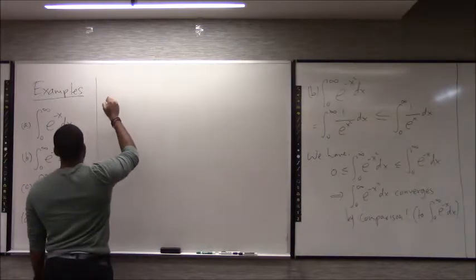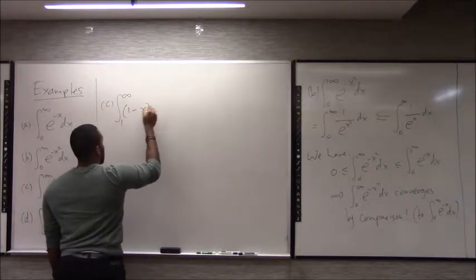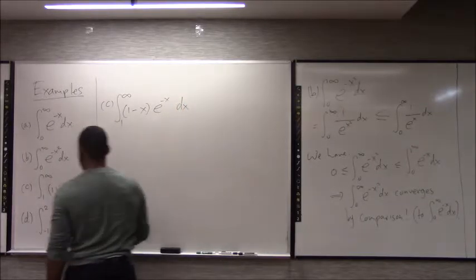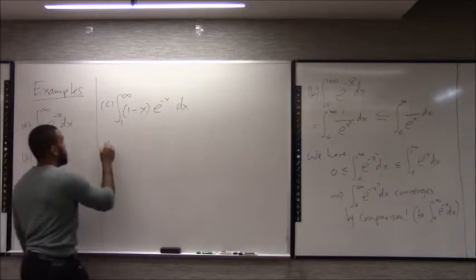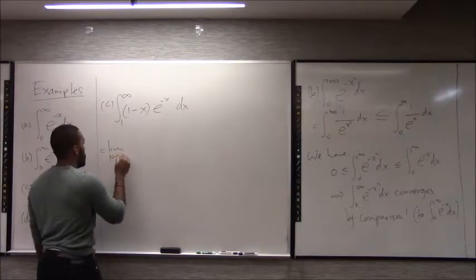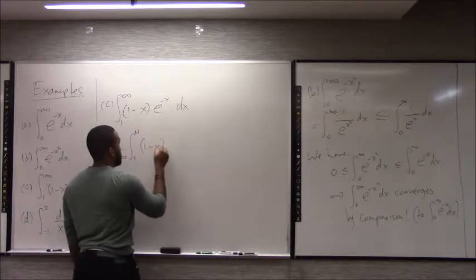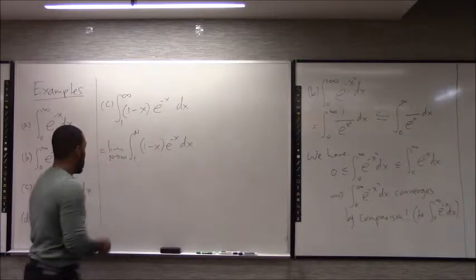What about C? How are you going to do that one? What are the bad points? Infinity. Infinity is the only one. So the limit as n approaches infinity of the integral from 1 up to n of 1 minus x times e to the minus x dx. Let's just get through this.